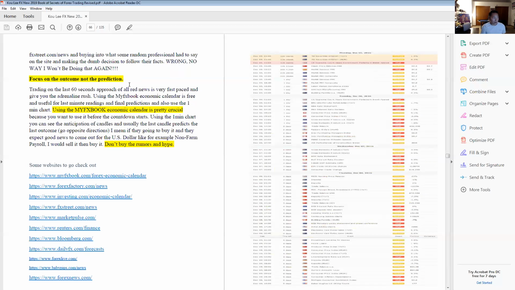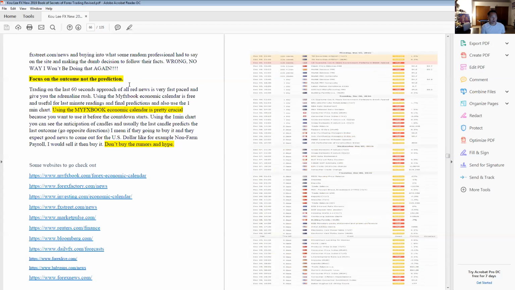It's very important. I use the MyFXBook economic calendar, and the MyFXBook economic calendar counts down by the seconds. It's the only one that I know. I tried Investing.com's economic calendar. It doesn't count down by the seconds. FX Street's calendar doesn't do it. Forex Factory's economic calendar doesn't count down by the seconds.